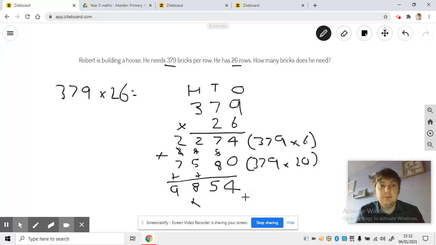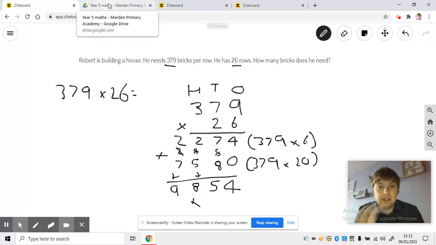So how many bricks does Robert need? Well, we can see, having done the calculation and everything accurately, it is 9,854 bricks. And when you come to your own questions, you could always write that separately to make your answer really clear.